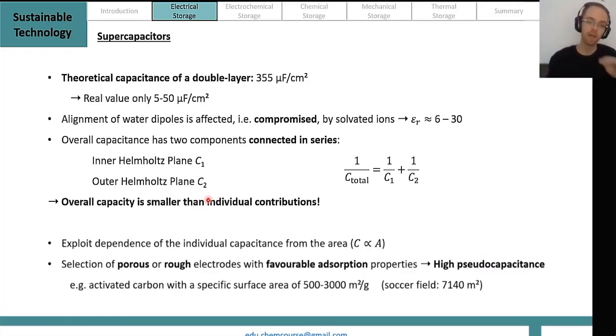Okay, but if we have a look at this activated carbon, we usually determine the surface area by a value given as the specific surface area, giving us a surface area per gram of material. And for activated carbon, this value is 500 up to around 3,000 square meters per gram. And just as a comparison, a soccer field is 7,140 square meters. So we have activated carbon, a material where 1 gram can have up to around 40 to 45% the size of a soccer field. And this is a very huge surface area, which of course helps pseudocapacitance to deliver at least a notable contribution to the overall capacitance.